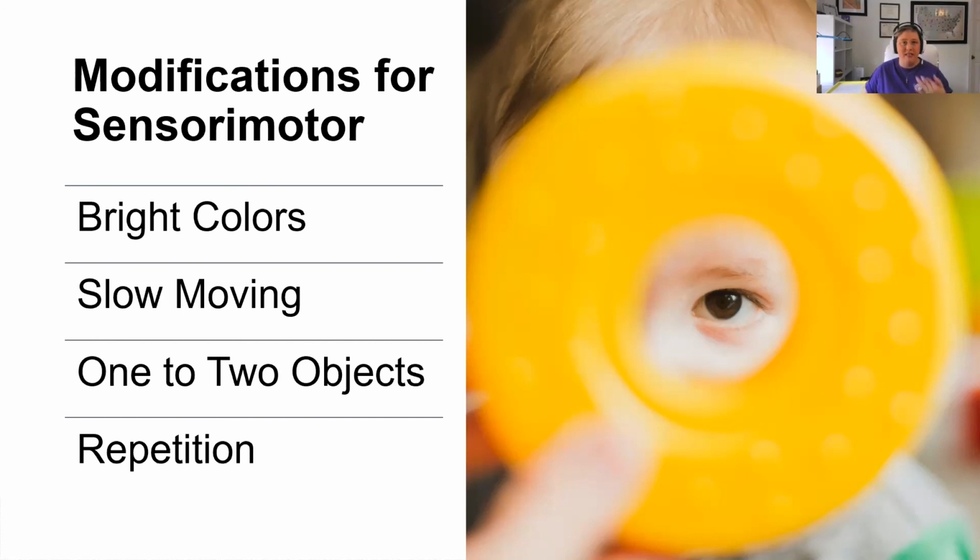Remember, it was built for that sensory motor stage. The instructor should make use of this knowledge by building routines and patterns for the use of vocabulary, both verbal and in tactile symbols, focusing on bright colors, slow moving objects, limited objects, maybe only one or two objects, and truly it's repetition, repetition, repetition, doing it over and over and over.